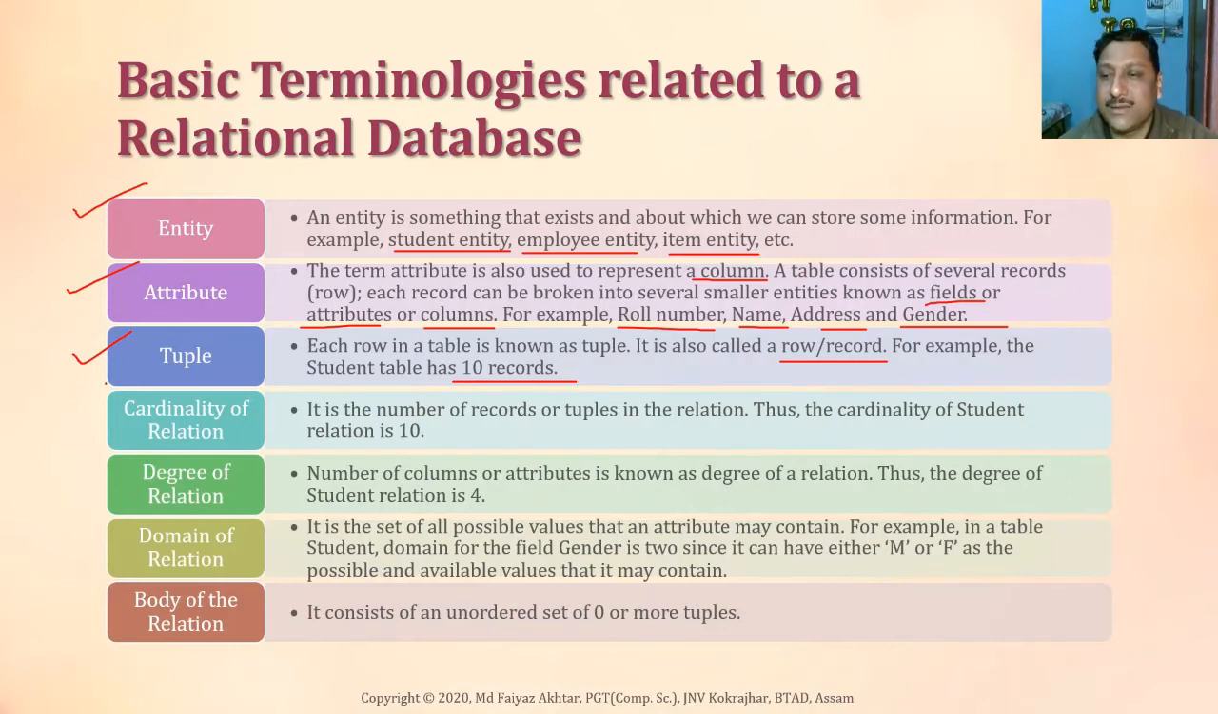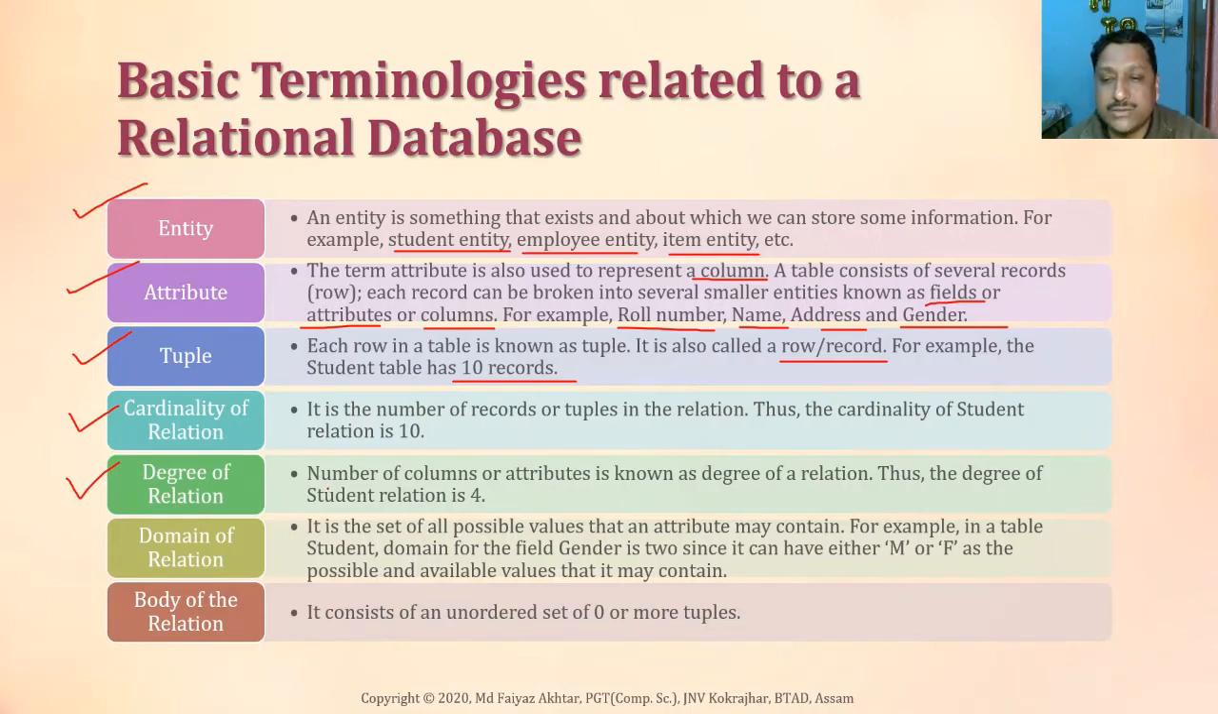Next, cardinality of a relation. It is the total number of records or tuples in a relation, in a table. The total number of rows in a table, or the total number of tuples in a relation, is known as the cardinality of that particular relation. Thus, the cardinality of the student relation is 10. So if 10 tuples are there, then we can say that the student relation has a cardinality of 10.